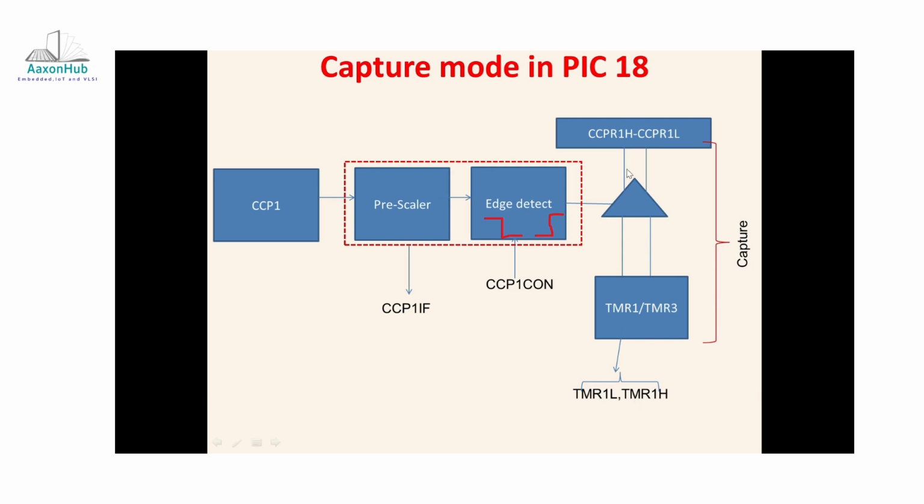Here CCPR1H and CCPR1L form a 16-bit register, associated with a lower byte register and a higher byte register of size 8 bits. So these are the module registers required in CCP1 under the capture mode.